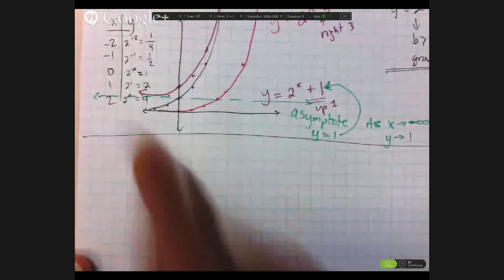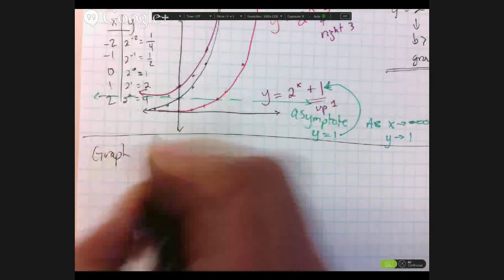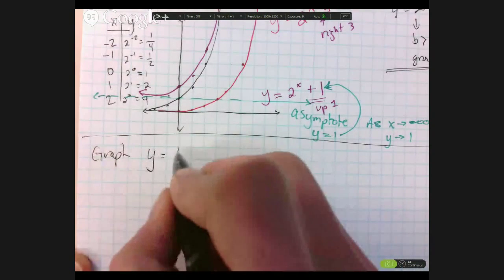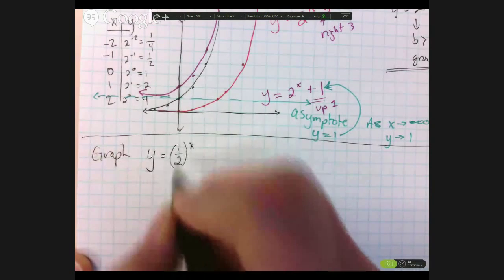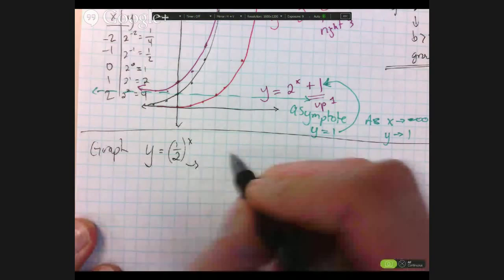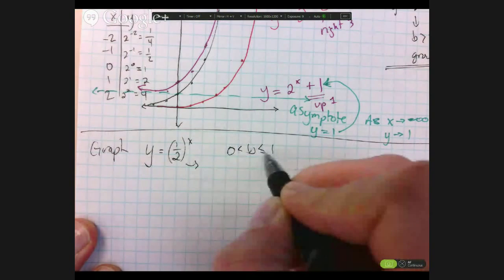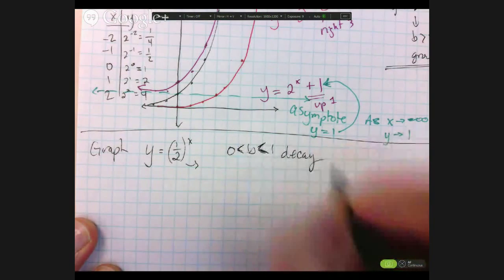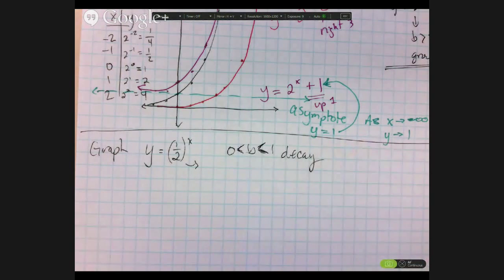So if it's 1, what happens if it's negative? Is it a decrease function? No. If it's 1... Let's look at that one. The b value is less than 1, right? We have what's called a decay. Have you guys studied exponential decay before? Half-life? You've heard of half-life? Yeah, that's what this is. Exponential decay.